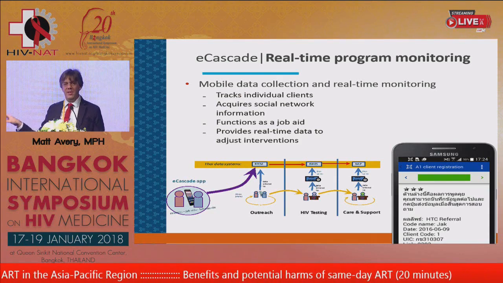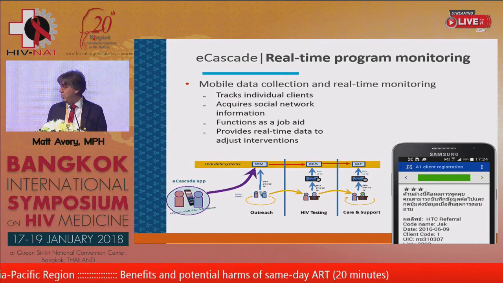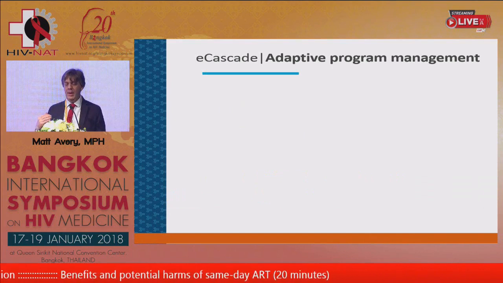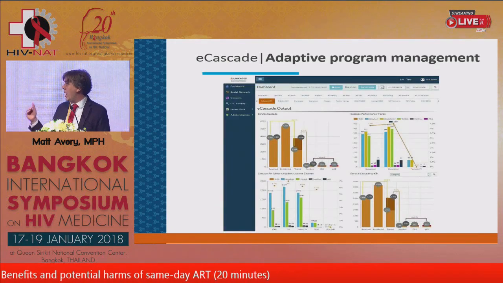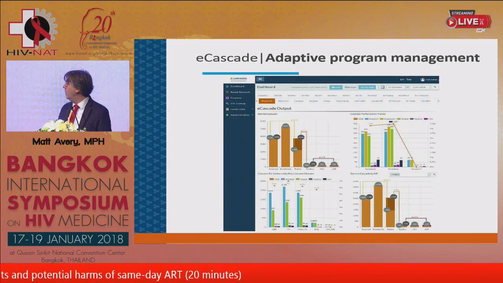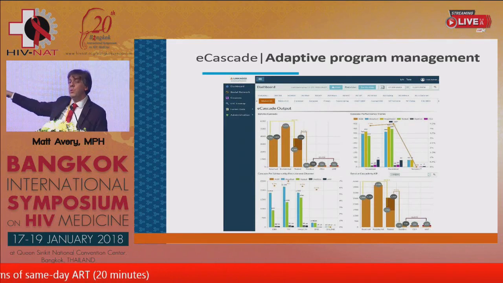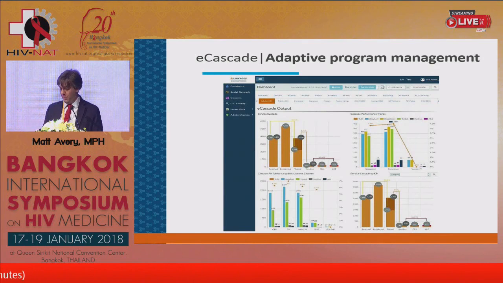That makes it sound like this system is primarily interested in monitoring and evaluation. That's not true. I would argue the key advantage of this system is it enables adaptive program management on the part of our implementing partners. So we've created an online dashboard called eCascade View where our implementing partners can go online any day, review their cascade. How many people are they reaching? How many tested? How many on treatment? They can break down the cascade in various ways to help them better understand who they're reaching and how they're serving them.